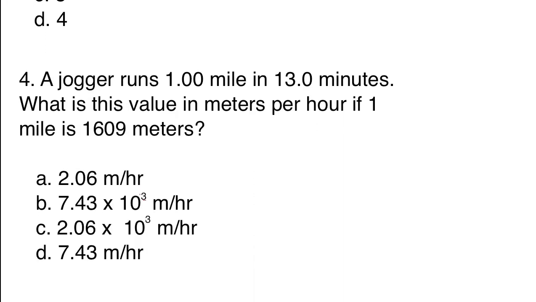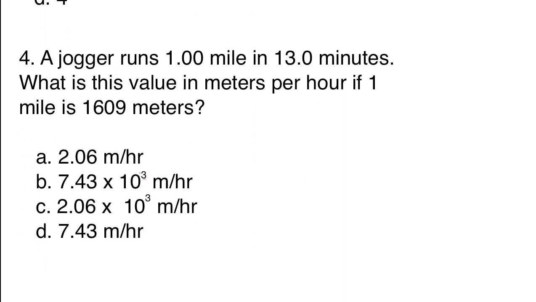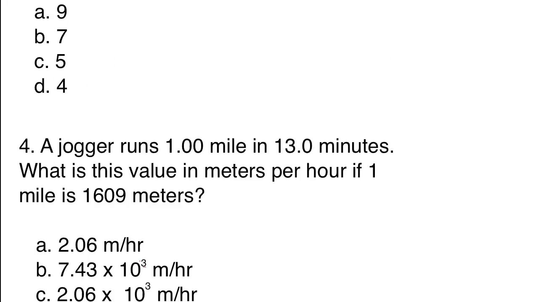And then finally, for number 4, a jogger runs 1.00 miles in 13 minutes. What is this value in meters per hour if 1 mile is equal to 1,609 meters? So those are the 4 questions we're going to use to practice here.